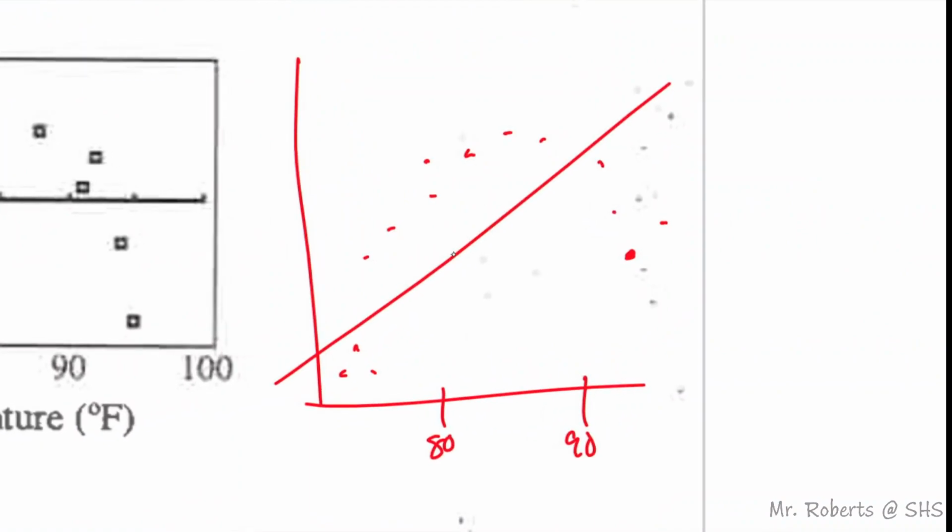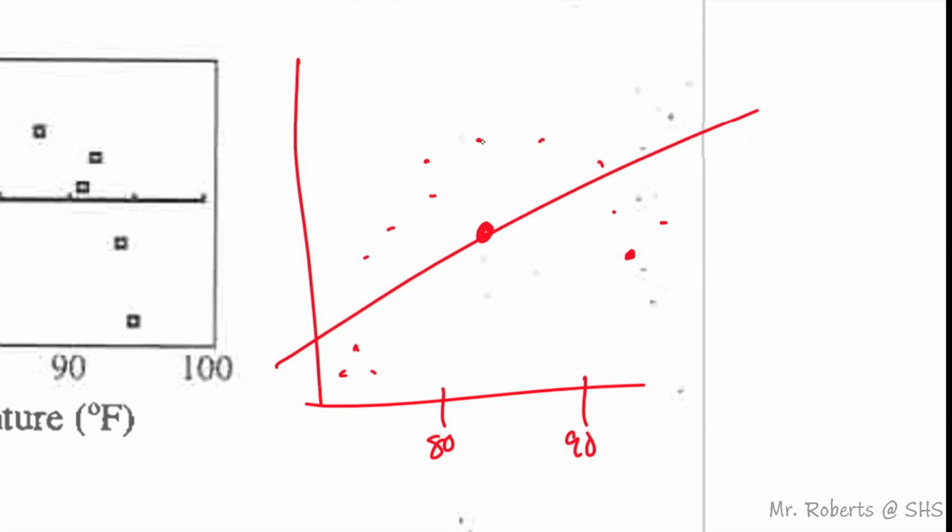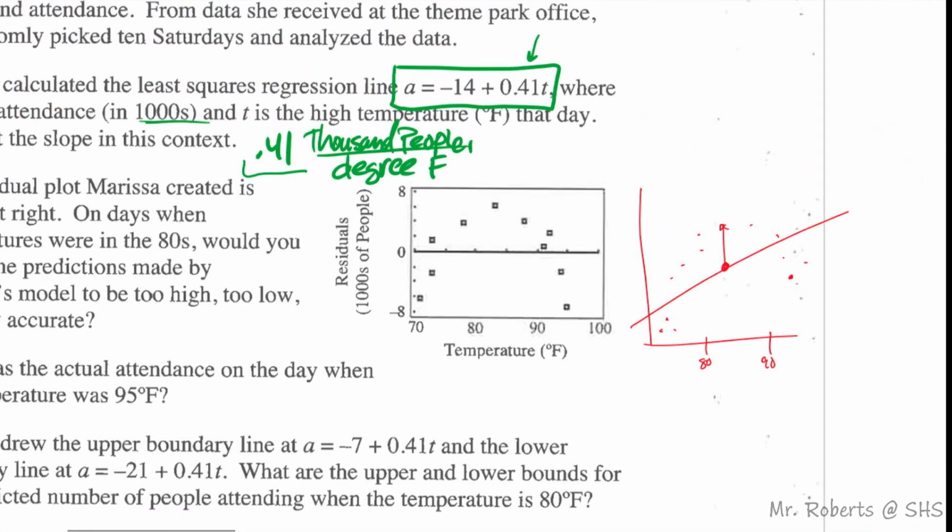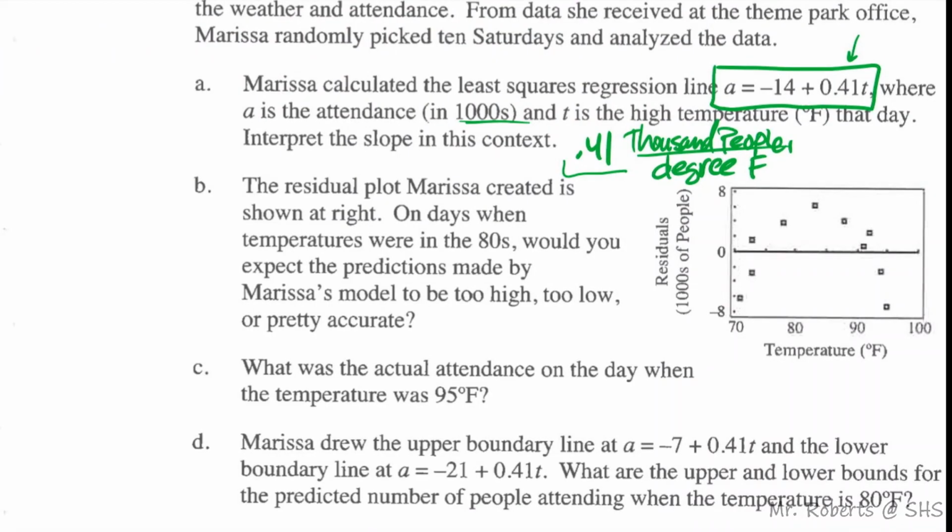Because you can see the model is here, right? The model's predicting this, but the actual value is high. That's one of the things we know. If we have positive residuals, what that means is that a positive residual indicates that the model is predicting too low, because what's actually happening is above the model. So I would say that it would be too low if it's in the 80s.